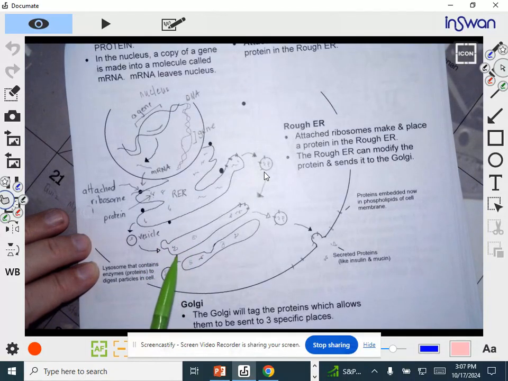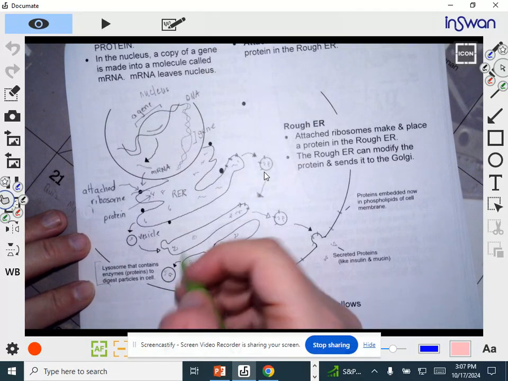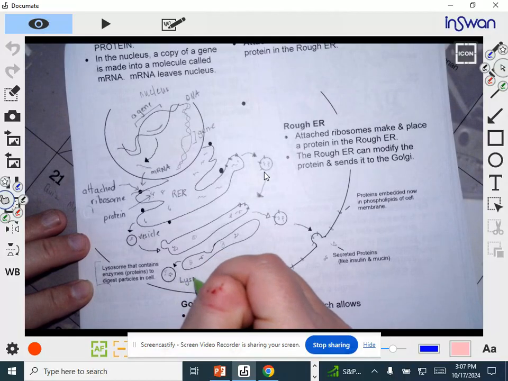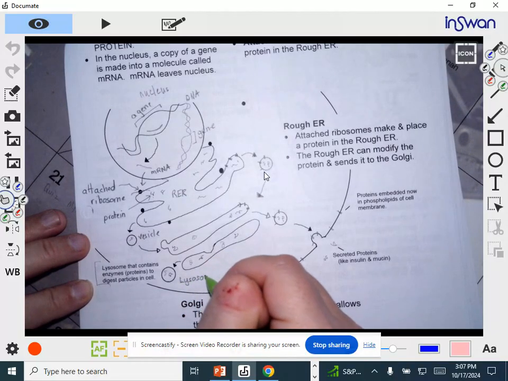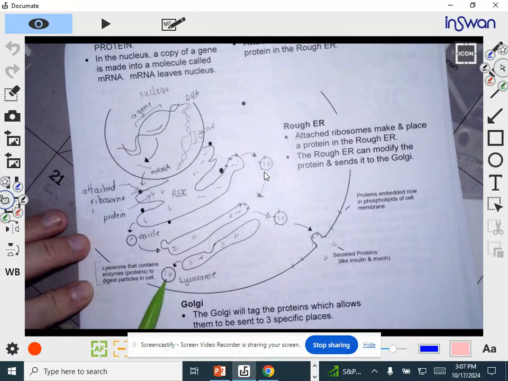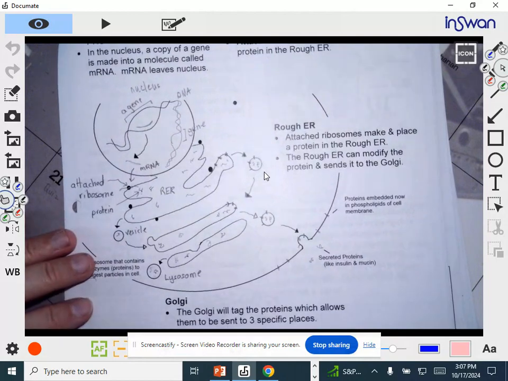And then eventually that Golgi is going to take that protein, tag it, and put it in a lysosome. So this is saying right here that this is the structure. It's not going to go to the cell membrane. It's a lysosome. And now there's some enzymes inside the lysosome that can digest molecules, which I'll show you here in a second.